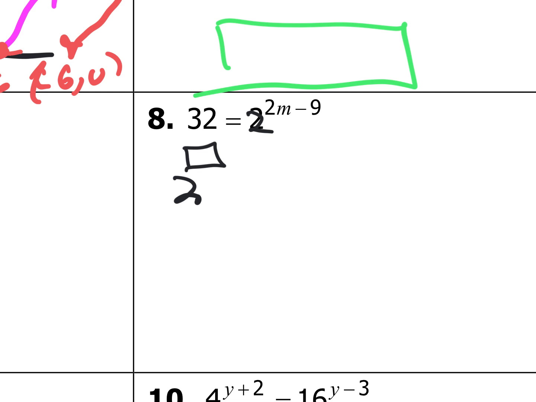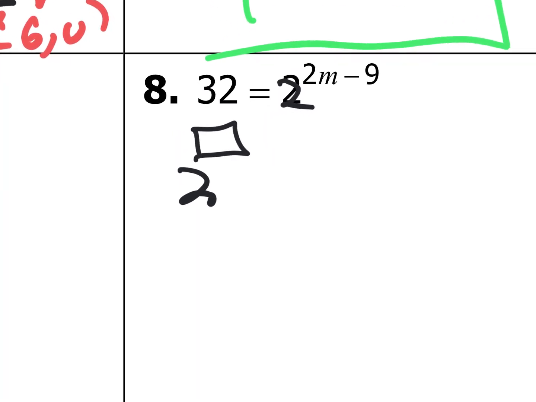What's 2 times 2? 4. Times another 2? 8. Times another 2? 16. Times another 2? You're adding, it's multiply. 2 times 2 is 4, times 2 is 8, times 2 is 16, times another 2, 32. So whoever said the exponent of 5 is the winner today.